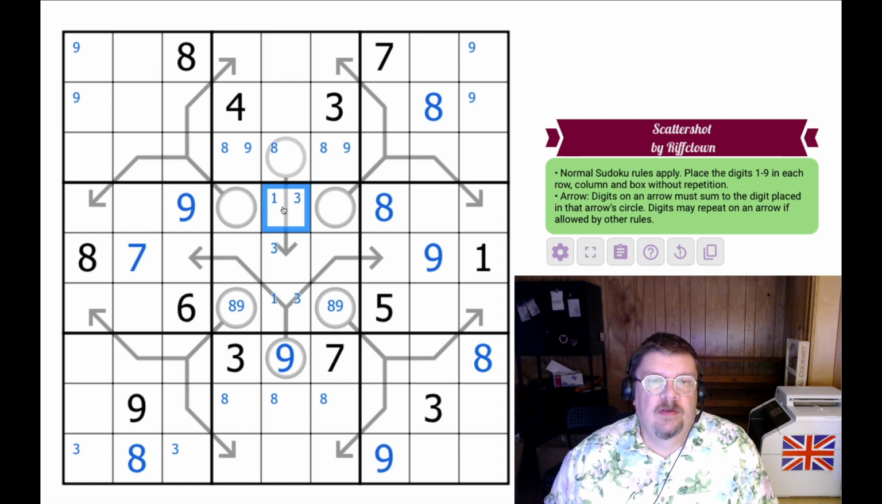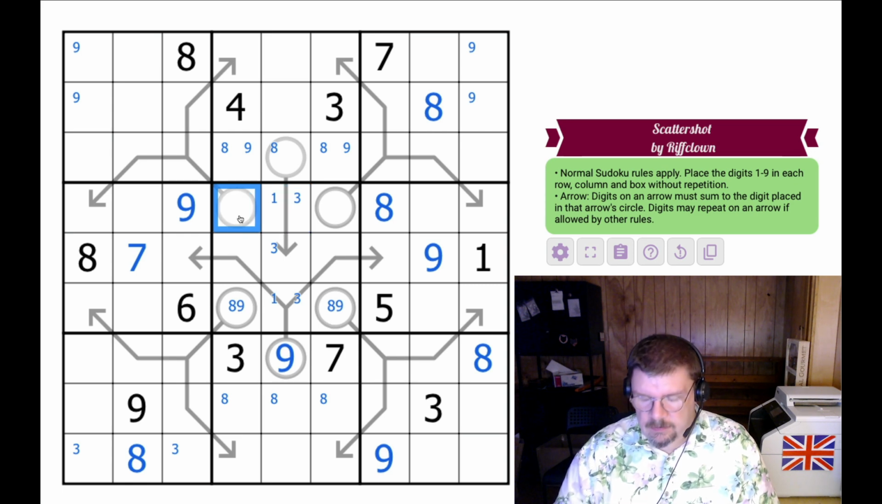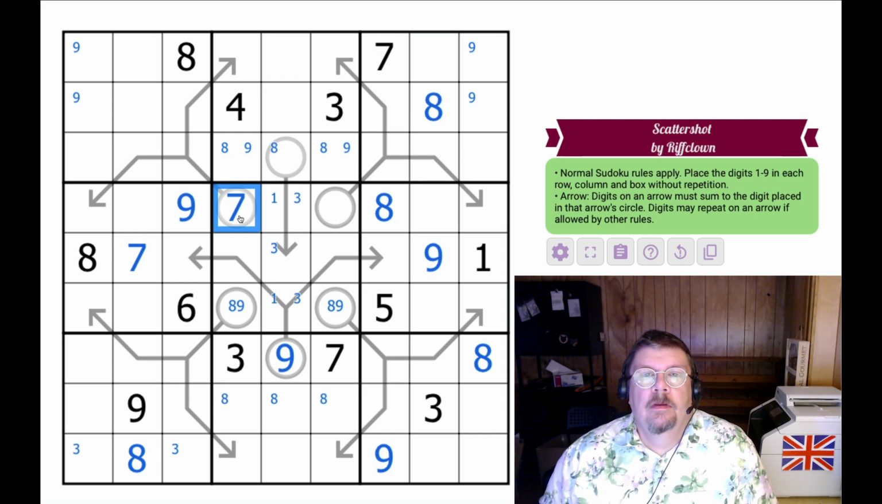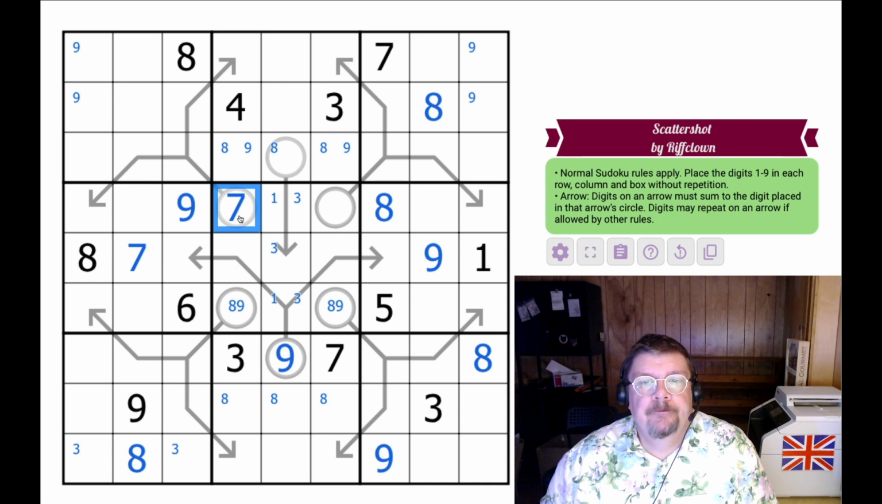So if that's a 7, then that's a 1, and that's a 3. So that's not a 7. So now 7 must go there. That places 7 into one of those 2, but if that's a 7, that has to be a 1, 2 pair. That makes 10, which is too much. So that's 7.